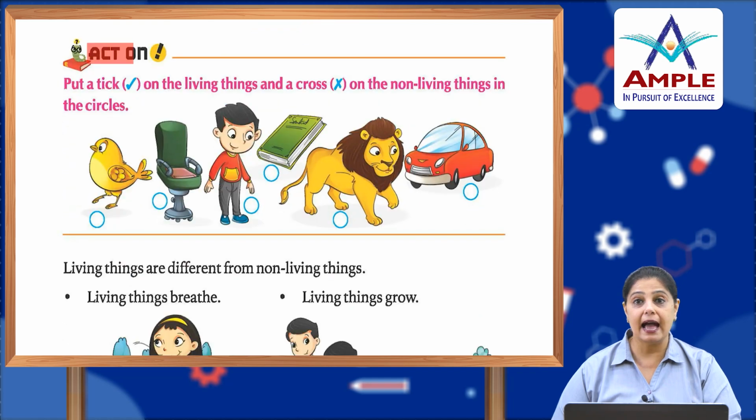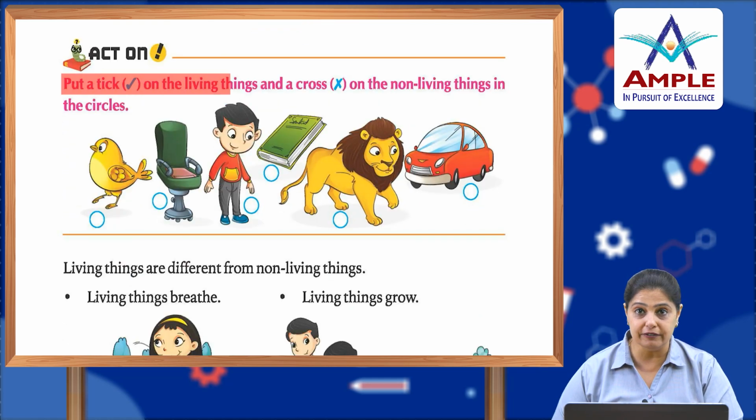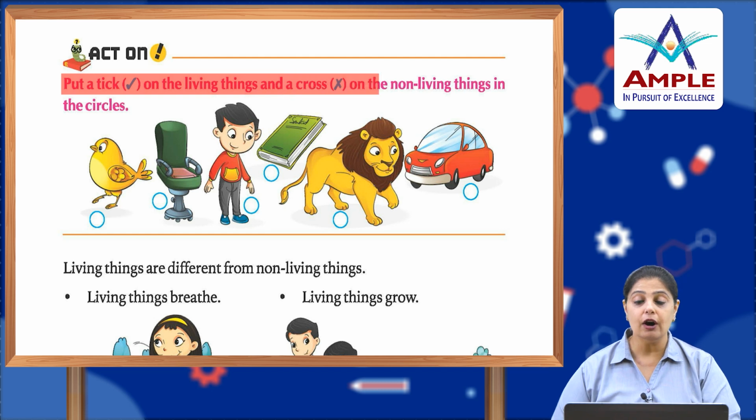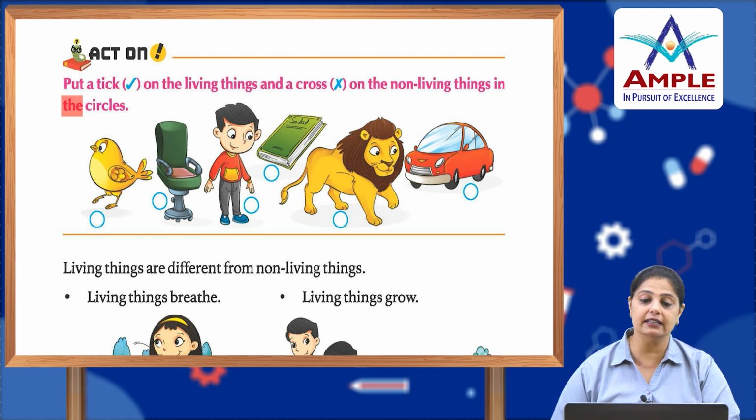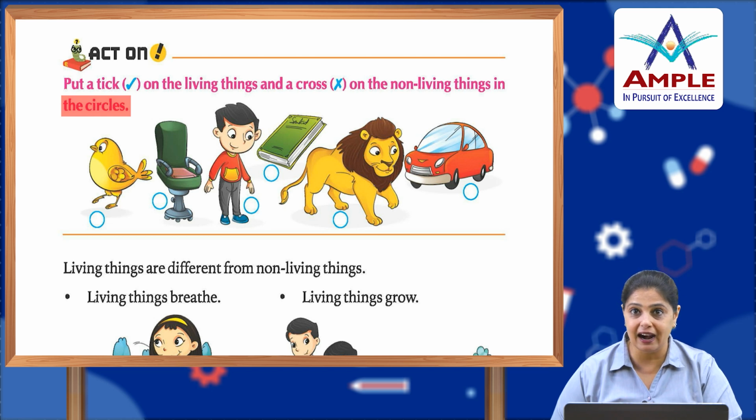Now, let's act on it, okay? What you have to do is put a tick on the living things and a cross on the non-living things in the circles. Like you have a bird, a chair, a boy, a book, a lion and a car. So, tell me, which are the non-living things here? The non-living things here are the chair, book and the car. And the living things are the bird, the boy and the lion.